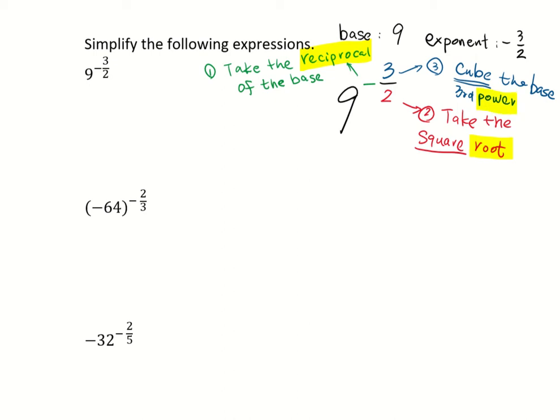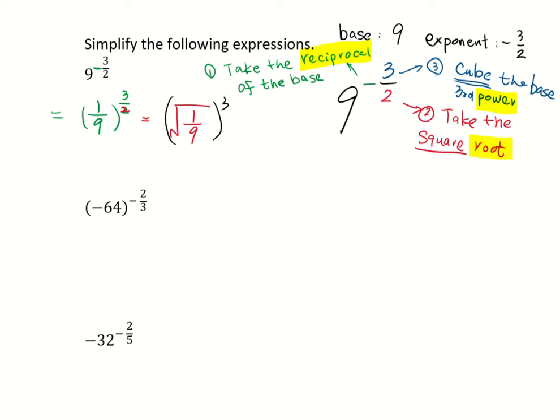Now let's start working on this problem. So first of all, the negative exponent will take the reciprocal of the base. So the reciprocal of 9 is 1 over 9. So since we used the negative sign, it is gone. Okay, now 2 actions are left. The denominator of the exponent is telling us to take what kind of root of the base. So since it's 2, we're taking the square root of the base. After we're taking the square root, what's left is the 3. 3 is the power, so it's cubing whatever is left in the base.